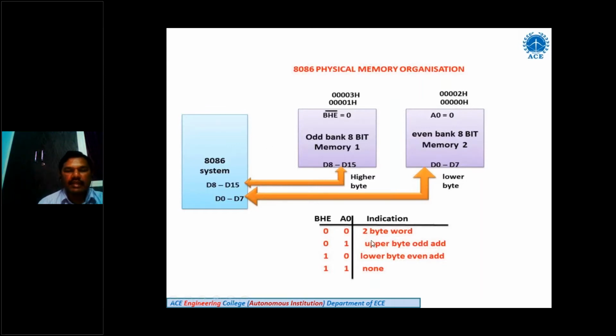Right, so if bus high enable and A0 are 00, you can call 16 bits of data. If bus high enable is 0 and A0 is 1, it is the upper byte of the odd bank. If 1 and 0, it is the lower byte of the even bank. That is the first one, called the lower value, and this is called the upper value. You take normal arithmetic also, this is 0 and this is 1.